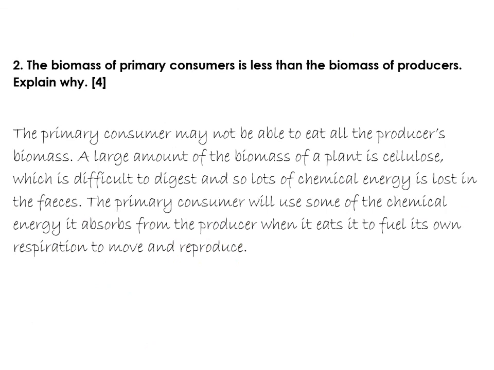So the biomass of the primary consumers is less than the biomass of the producers. Explain why. So the primary consumer might not be able to eat all the producer's biomass. This is true, okay. It depends on the context, but if it is, give examples. A large amount of the biomass of a plant is cellulose, which is difficult to digest, and so lots of chemical energy is lost in the feces. I'll give that, okay, because that's really nice and detailed.